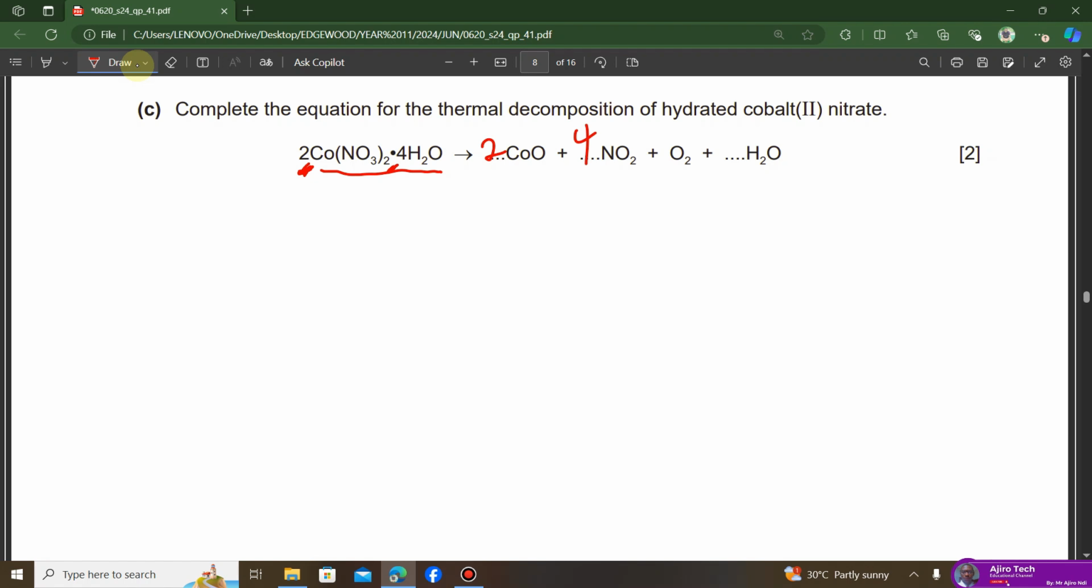Moving to the next one, let's look at the number of hydrogens. This is 4 times 2, 8. 8 here times the 2, which is the coefficient here, is 16 hydrogens on the left. So to make 16 hydrogens here, all we need to do is put an 8 there. And just by doing this, you have balanced the equation. If you check the number of oxygens, it's balanced as well. So that is how to solve that question.